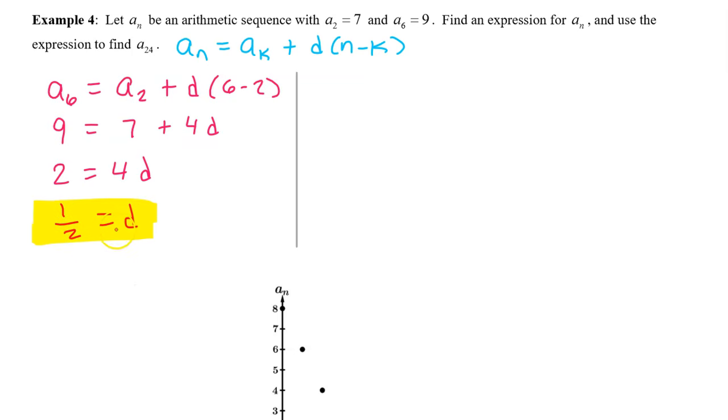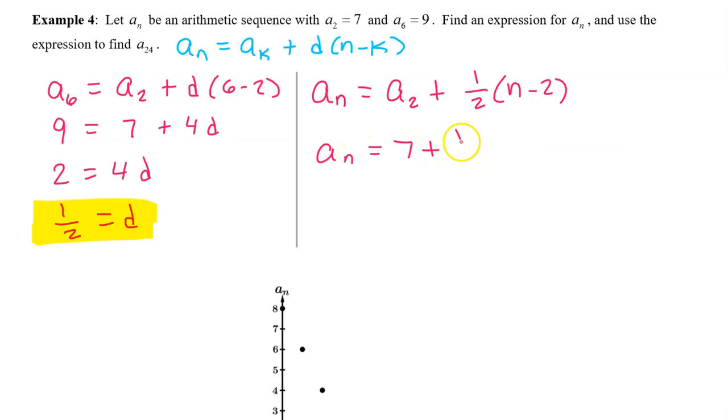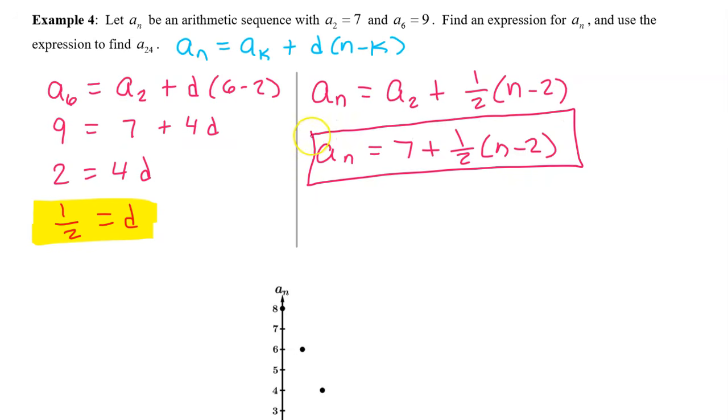Now that we know the common difference, we can go back and write a formula for an using either one of these two given values. Let's just use the smaller one. So an will equal A2 plus d, which is 1/2, times n minus 2. But A2 is 7, so an is equal to 7 plus 1/2 times n minus 2. This is a valid expression for an.